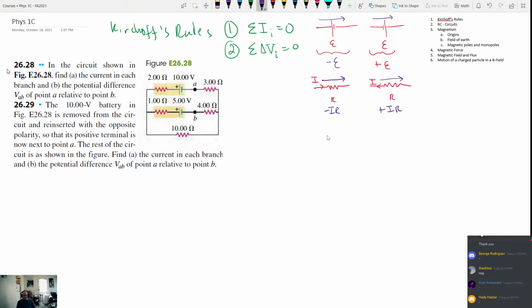So I wanted to do this problem here because I know that there are problems in your homework like this, and it's not something we talked about last time, where they ask you to find the potential between 2 points. It says, in the circuit shown, find A, the current in each branch, B, the potential difference VAB of point A relative to point B. So this separate little question here is something I hadn't addressed yet, and I wanted to make sure that we talked about it. So let's do that.